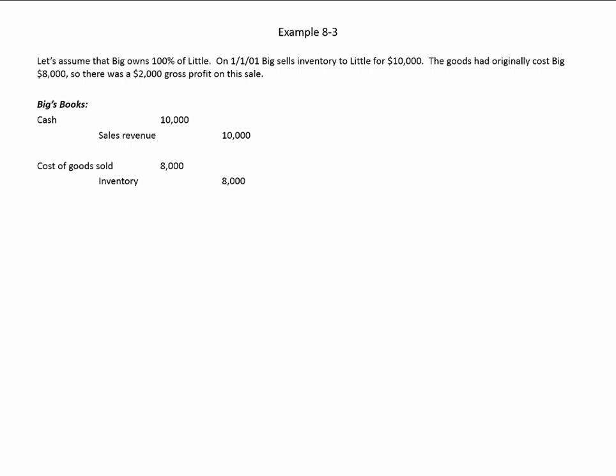So on Big's income statement, they've got sales revenue $10,000, less cost of goods sold $8,000, gross profit $2,000. And again, that gross profit is unrealized because it was a related party transaction. It was sold to Little.